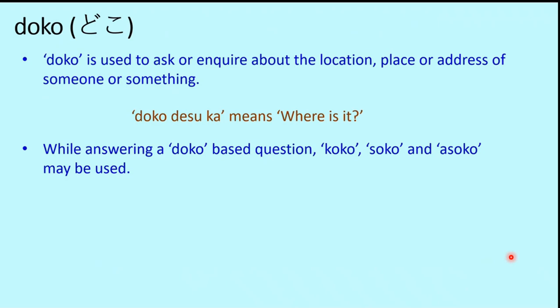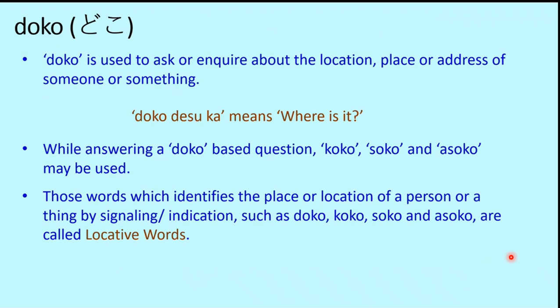While answering a doko based question, koko, soko, and asoko may be used. Those words which identify the place or location of a person or a thing by signaling or indication such as doko, koko, soko, and asoko are called locative words. So this means when we reply with koko, soko, and asoko, we give some kind of hand movement or some kind of indication with our eyes, which emphasizes our answer to the doko question.